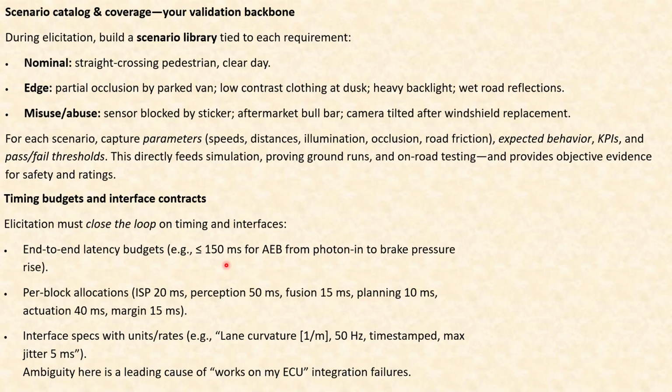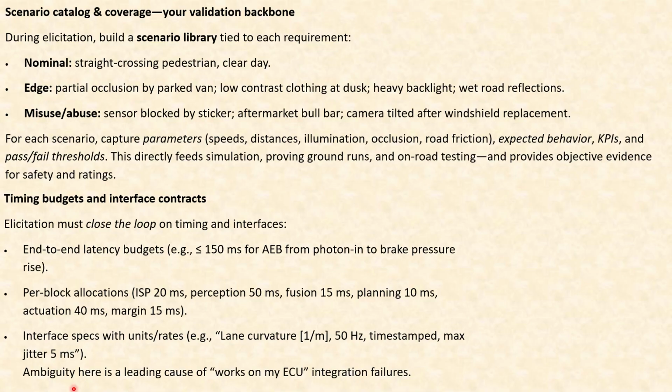Okay, from the moment data is captured to the moment brake pressure is applied, it should not exceed 150 milliseconds. All right, now when it comes to per-block allocations: ISP 20 milliseconds, perception 50 milliseconds, fusion 15 milliseconds, planning 10 milliseconds, actuation 40 milliseconds, and margin 15 milliseconds. So this many activities must happen within this 150 milliseconds. Now, interface specifications with units and rates: lane curvature at 50 hertz, time-stamped, and max jitter is 5 milliseconds.